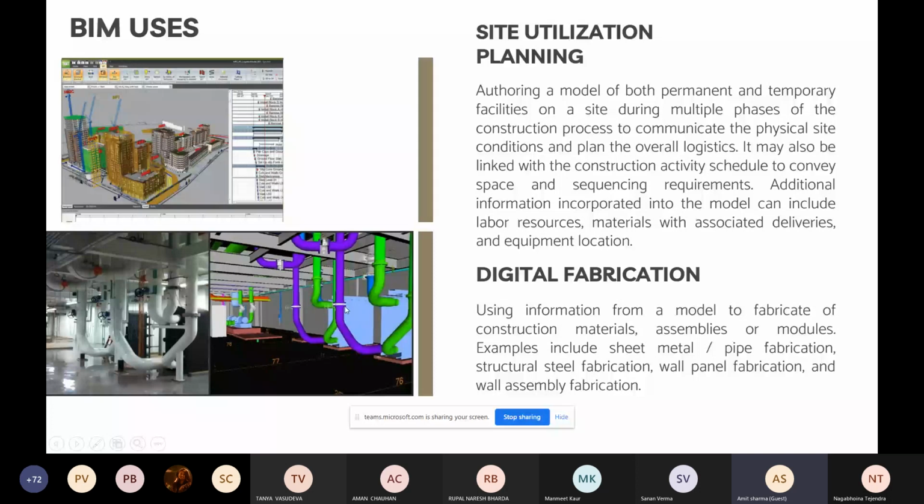We can do all the coordination in a virtual manner, and we can build these pipes in manufacturing plants or in factories, and just install them on site. But usually, what happens is there are a lot of coordination issues. That's why they do it on site. But if we have coordinated everything virtually, there's no need to coordinate on site. We can have everything coordinated and just install it on site.